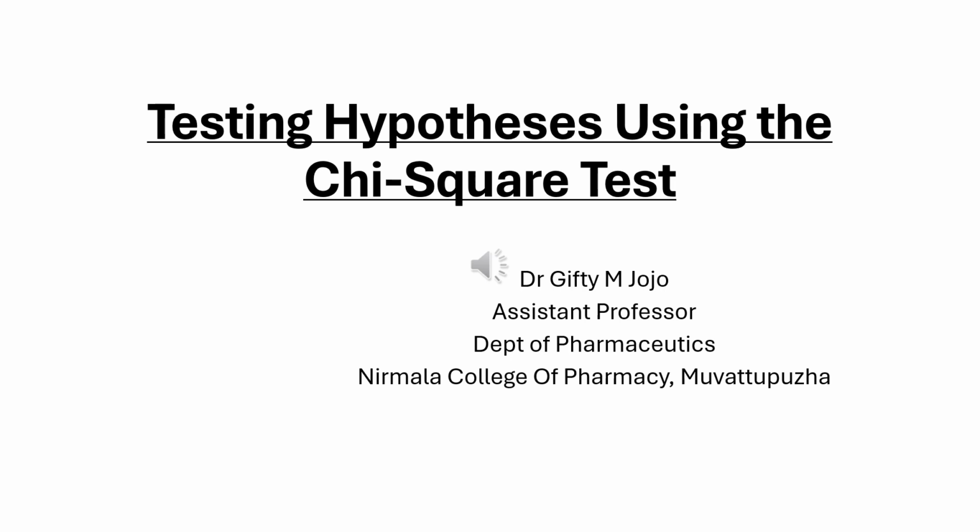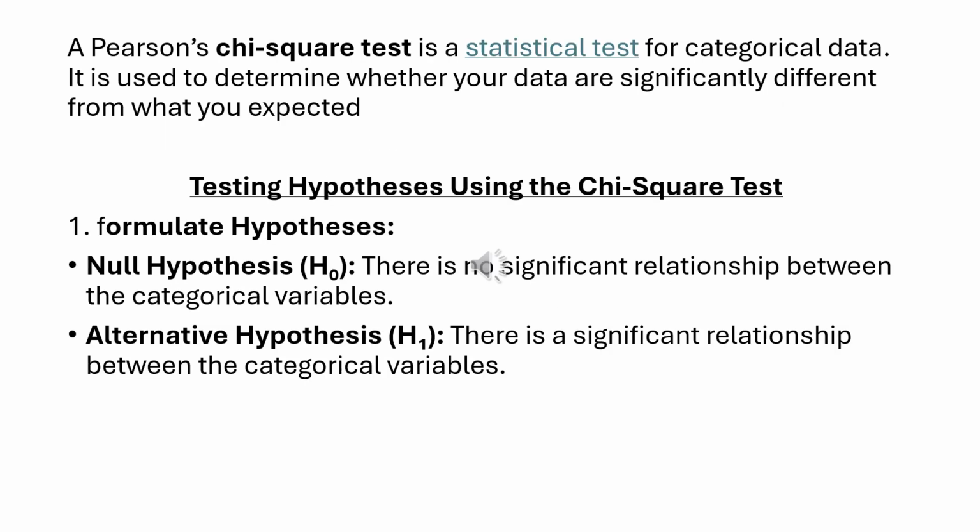Today's discussion is about testing hypothesis using chi-square test. So as we discussed in the previous class, a chi-square test is a statistical test used for categorical data, and it is used to determine whether our data are significantly different from what we have expected. In order to test our hypothesis using a chi-square test, there are several steps involved.